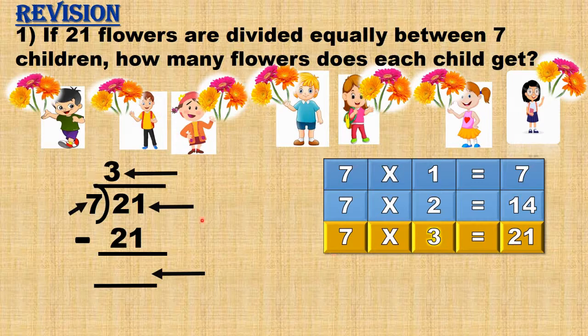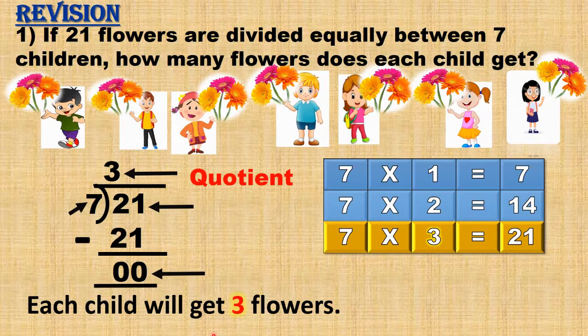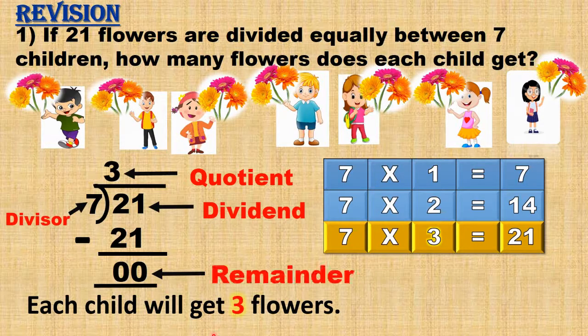So students, how many flowers did I bring from the market? Yes, 21 flowers. So 21 flowers I have distributed to all the 7 children and each child got 3 flowers. So students, here 3 is the quotient, 21 is the dividend, 7 is the divisor and 0 is the remainder. Students, tell me how many flowers did each child get? Yes, very good students. Each child will get 3 flowers.